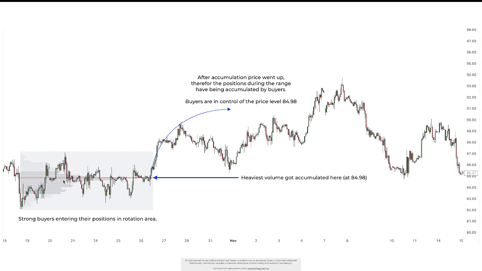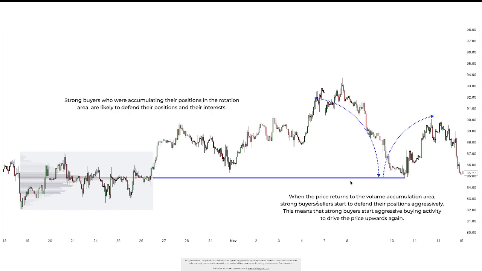And since price went up and the biggest volume was created on the point of control of 84.98, this was the heaviest volume accumulation area, and most buys were executed right here. So buyers now are in control of this buy volume, the long point of control. What we see after this is that the strong buyers have accumulated their orders, and when the price returns to the volume accumulation area, the point of control specifically, strong buyers start to defend their positions aggressively. This means that the strong buyers start aggressively buying the asset to drive the price upwards again.